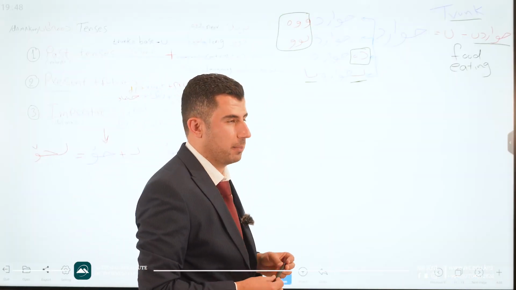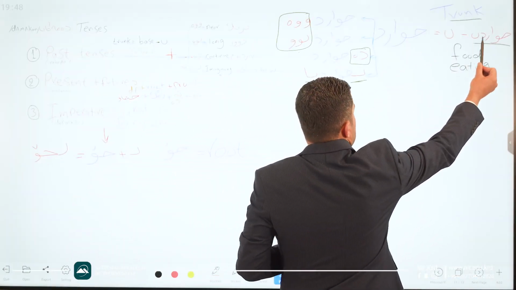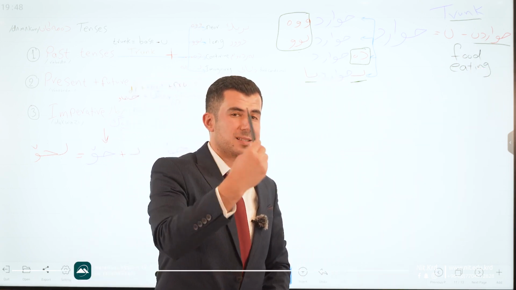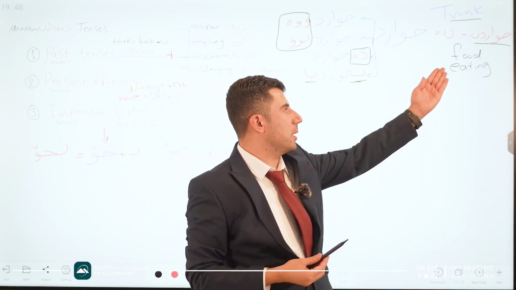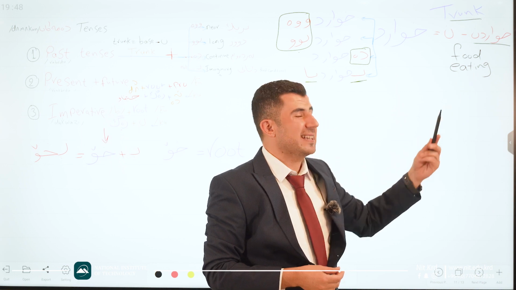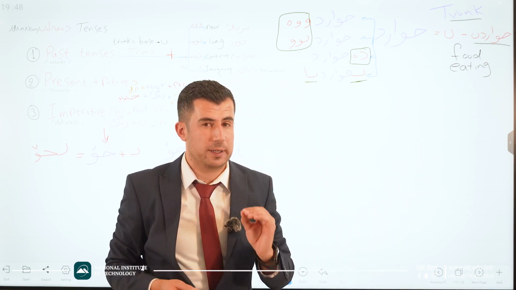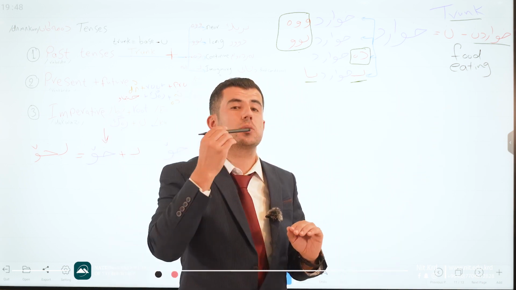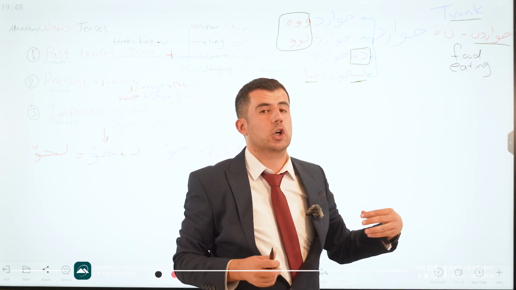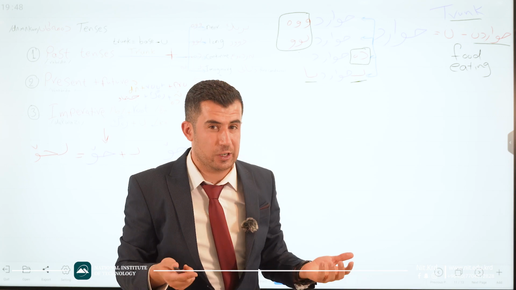Here is just one example. Have a look. Khwarden in Kurdish, when we translate it to English, we have both food and eating. Okay, but have a look here. Eating is the gerund form in English, but when we change it to the Kurdish meaning, it becomes khwarden. Khwarden is the base in Kurdish.